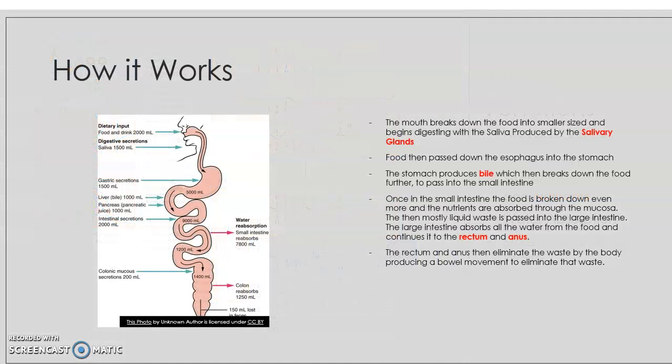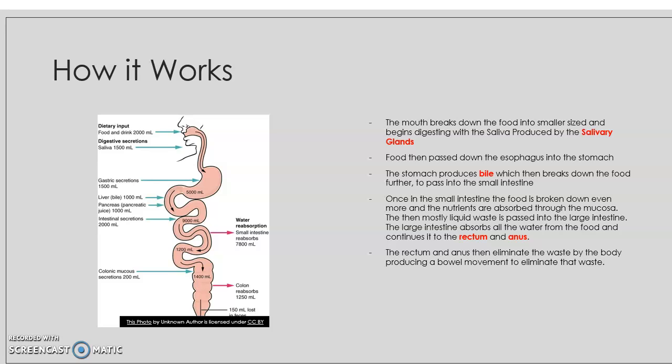How the digestive system works is food or water is taken in by the mouth, and food is broken into smaller sized pieces, which begin to be digested by saliva produced by the salivary glands. The food is then passed down the esophagus into the stomach, where the stomach has bile that's been produced, which breaks down the food further into a more liquid form to pass into the small intestine.